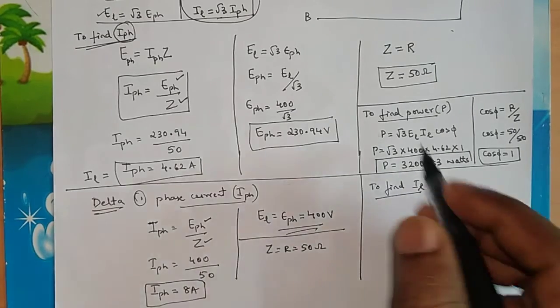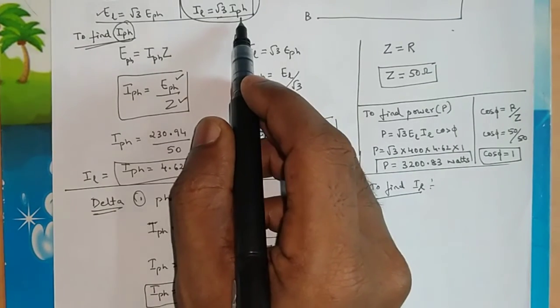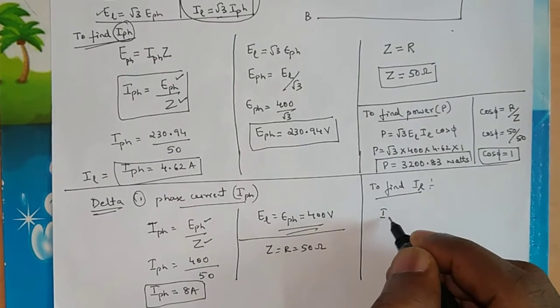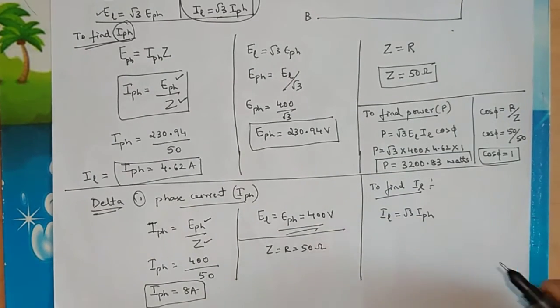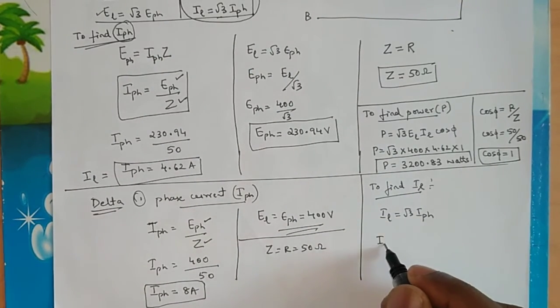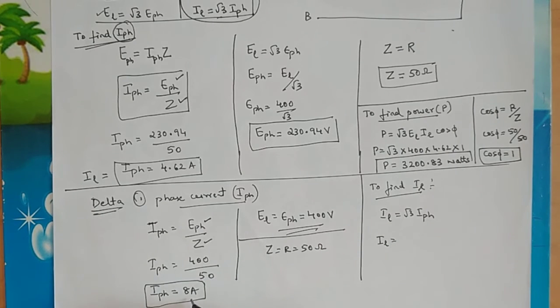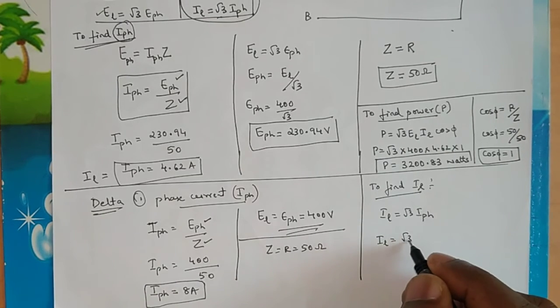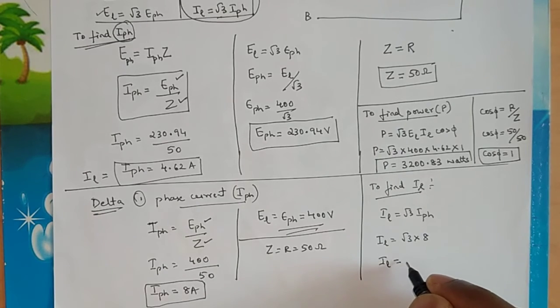To find out line current, I know the relation between line current and phase current under delta: IL is equal to root 3 I phase. To find line current, I'll substitute the I phase value as 8 amps under delta, which we have found out. So root 3 into 8. After simplification you'll get the answer as 13.85 amps.